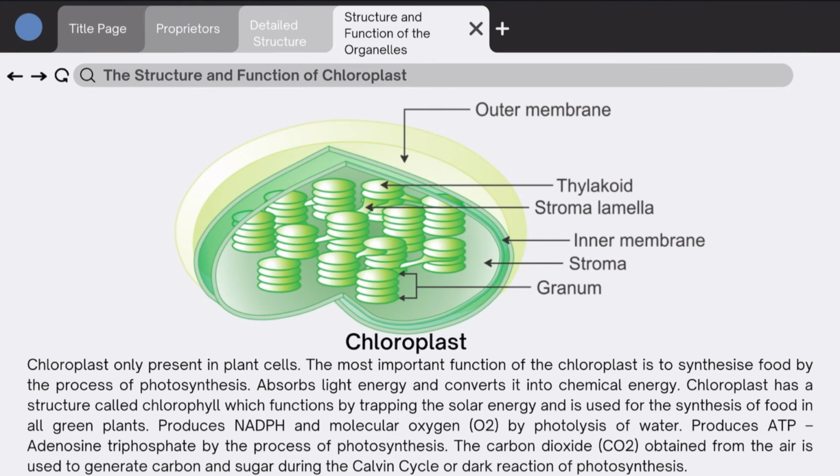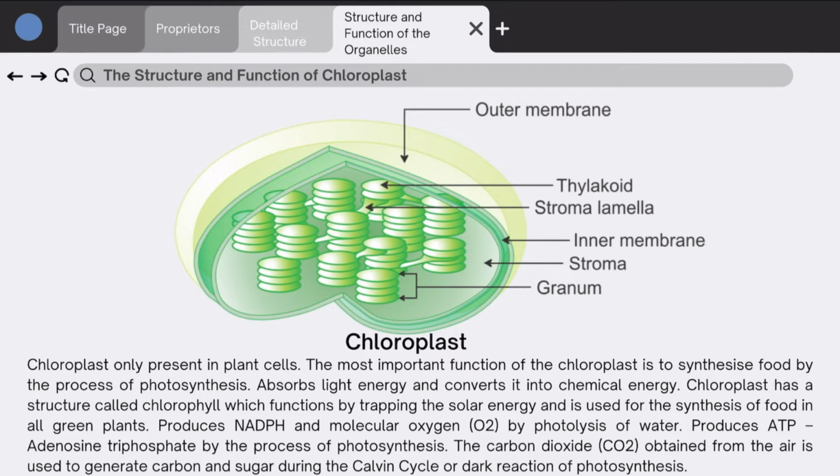Okay, next is chloroplast. Chloroplast is only present in plant cells. The most important function of the chloroplast is to synthesize food by the process of photosynthesis, absorbing light energy and converting it into chemical energy.